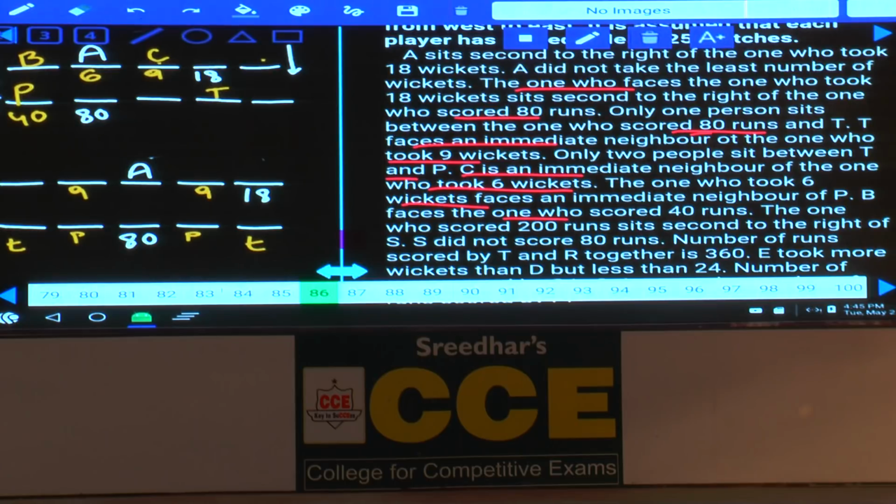If B is here, and the one who scored 200 runs sits second to the right of S, and S did not score 80. As S did not score 80, S is here, hence 200 runs must be here. The one who scored 200 runs sits second to the right of S, and next one, S did not score the 80 runs.